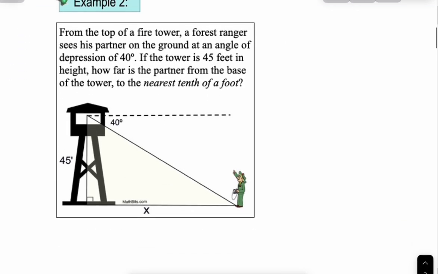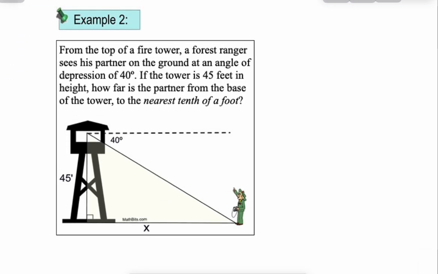Now let's go ahead and do another one. Now this one is an example of an angle of depression. We're looking down upon something. It says, from the top of a fire tower, a forest ranger sees his partner on the ground at an angle of depression of 40 degrees. That's why this angle here has been marked 40 degrees. How far is the partner from the base of the tower? So this has been marked as our x. So what we want to know is if the tower is 45 feet, so that's why this is marked with 45 feet, how far away is the partner?